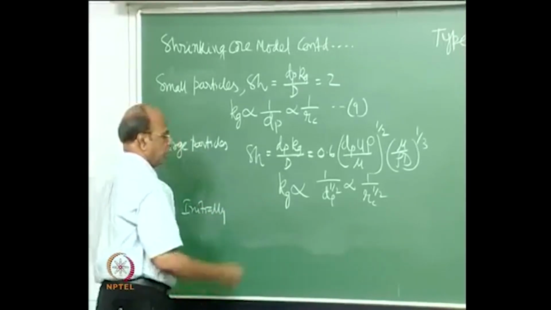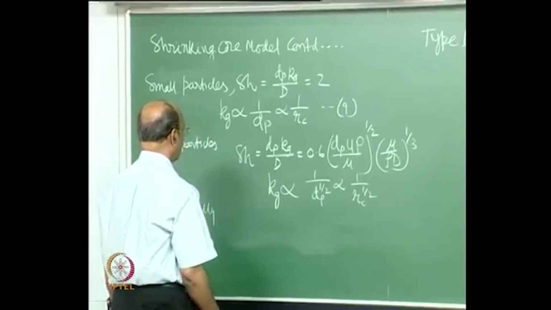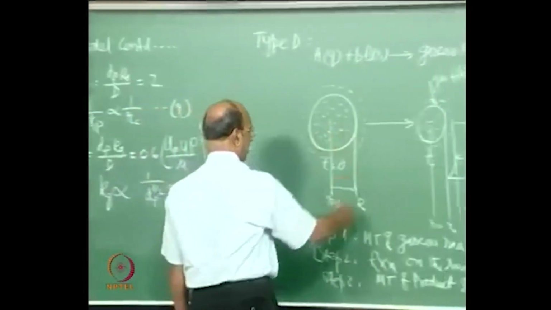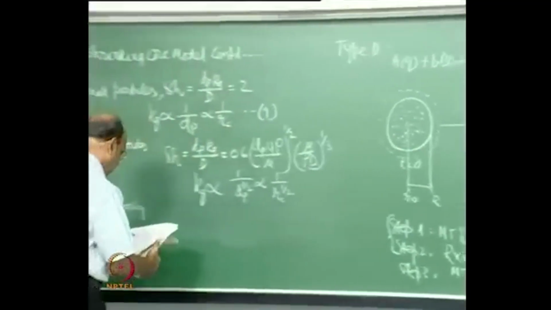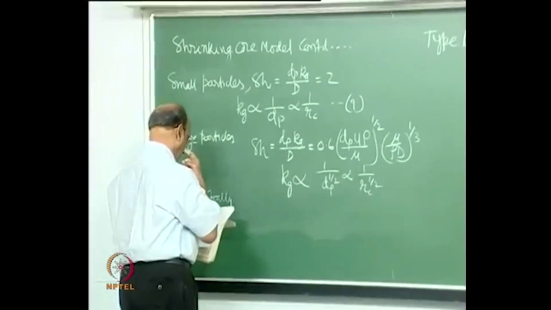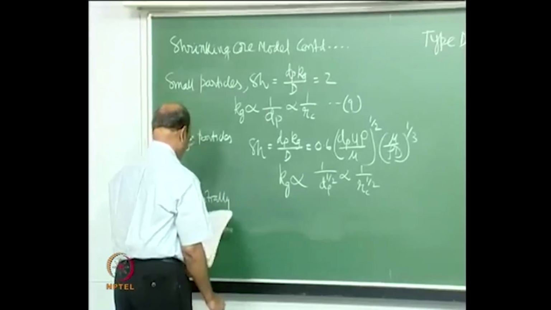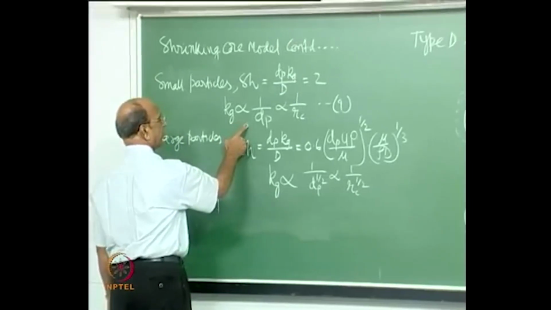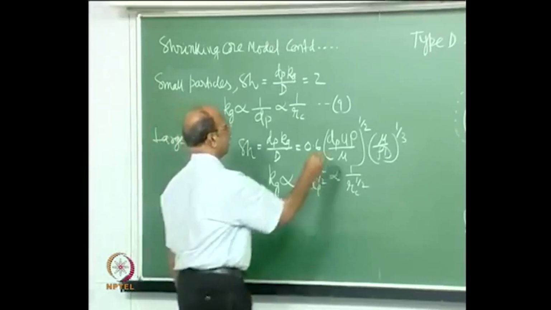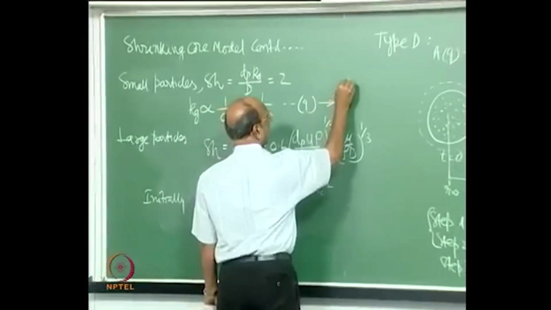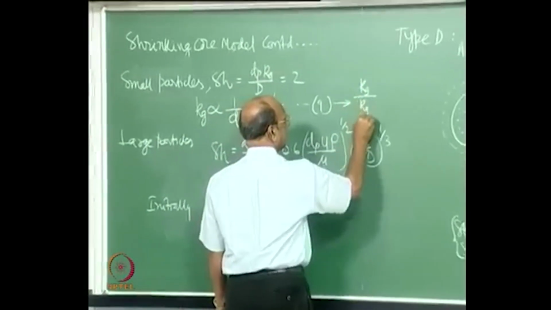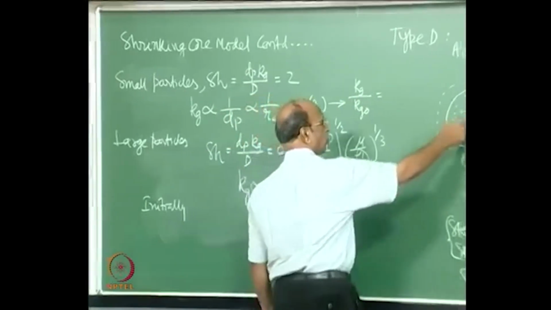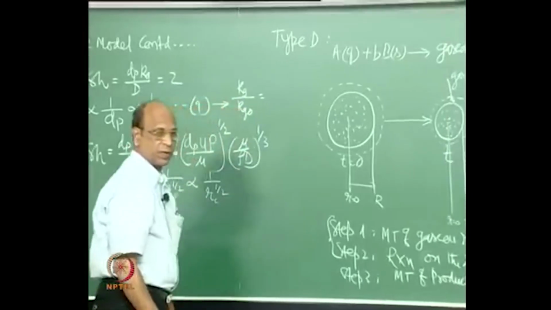kg is the same. Okay, I want to convert this into based on the initial particle. So, for small particles, where do you write? I think I may write here. For small particles, I can write initially kg by kg naught. I will tell you, kg naught is the mass transfer coefficient initially, right.